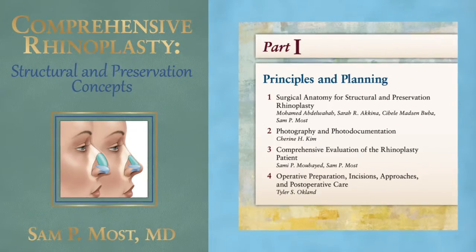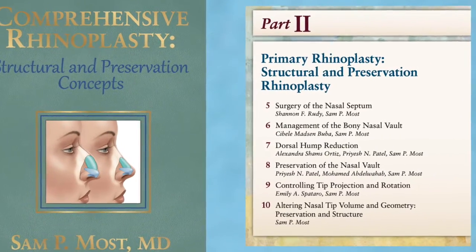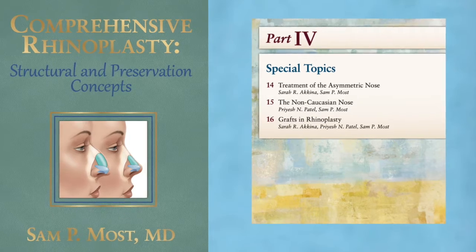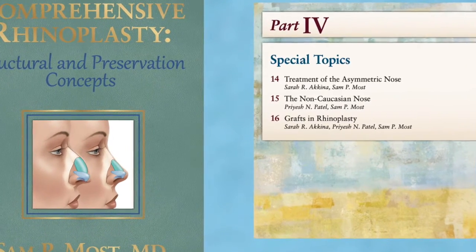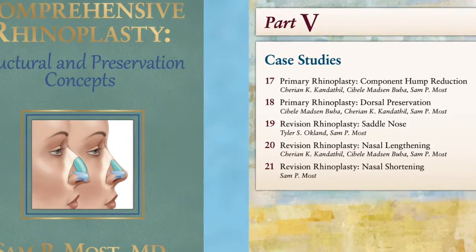It has 5 parts. Part 1 is Principles in Planning. Part 2 is primary structural and preservation rhinoplasty. Part 3 is revision rhinoplasty. Part 4 is special topics such as non-Caucasian rhinoplasty, grafting techniques, crooked nose, and so on. And Part 5 are several cases shown in detail, including Gunter diagrams and operative notes in terms of what we did pre and post. This book also has 4 full videos of structure and preservation rhinoplasty cases that are available to you, and videos interspersed throughout the text.